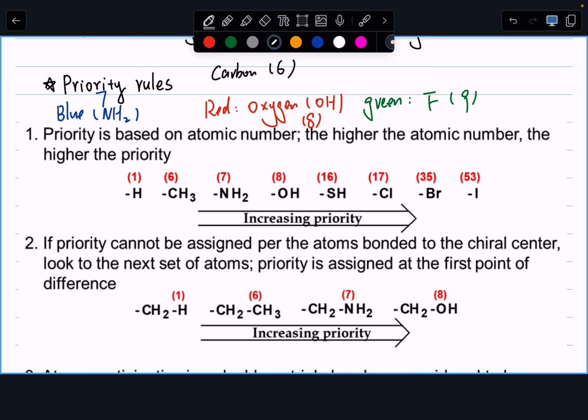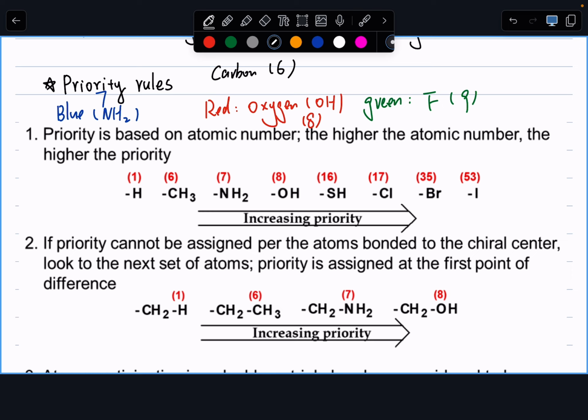So which one has the highest priority? That's the red one, right? So the highest priority, second highest, third highest, and lowest priority being my white hydrogen. All right, that's for this terminal carbon.